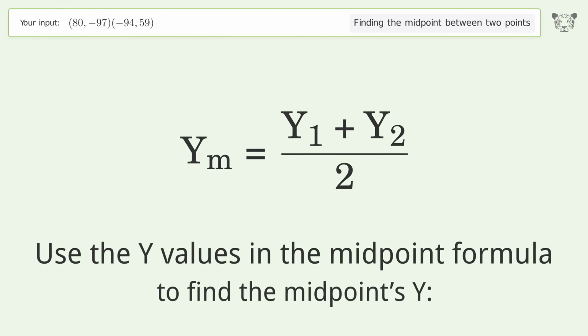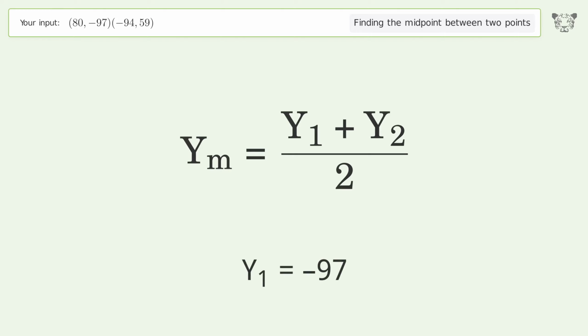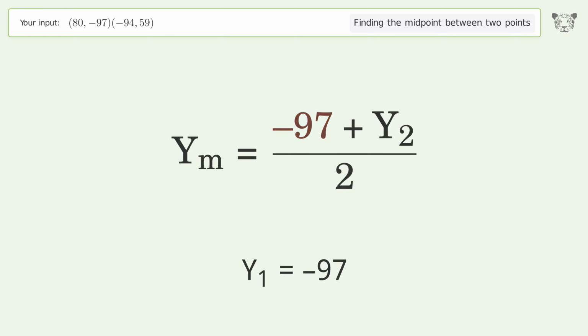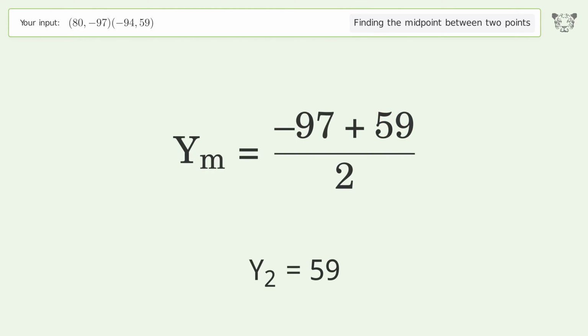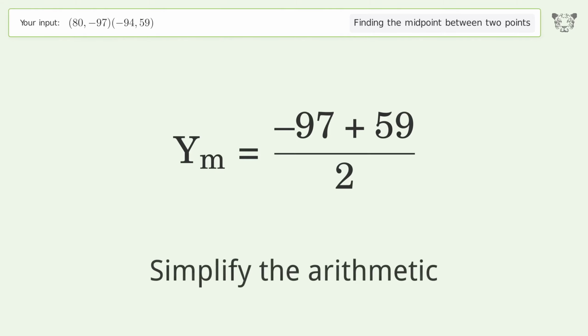Use the y values in the midpoint formula to find the midpoint's y. y1 equals -97. y2 equals 59. Simplify the arithmetic.